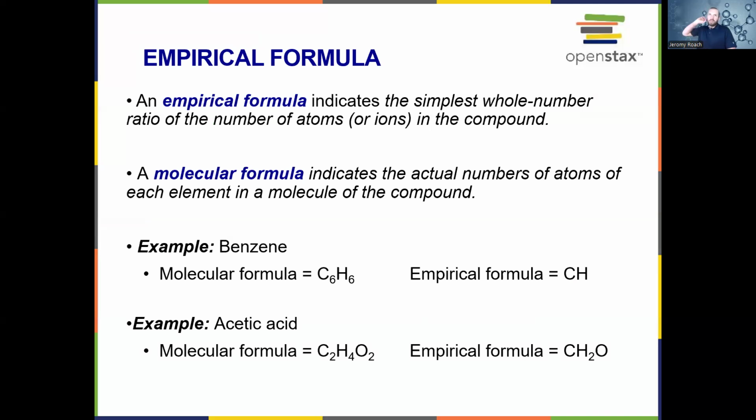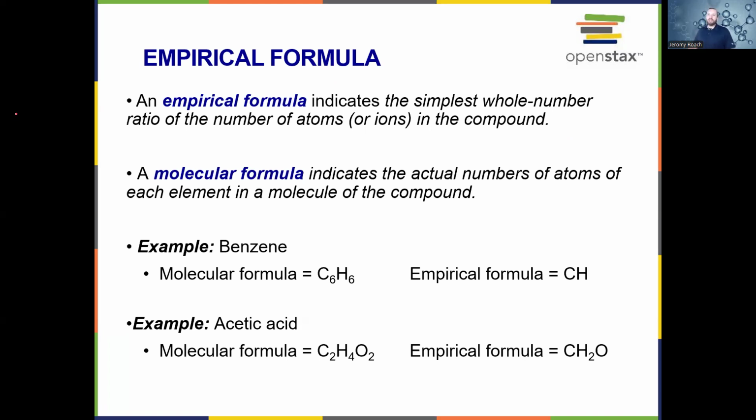Empirical formulas are a bit interesting. They have to do with the ratios of atoms in a compound. A molecular formula shows the actual number of atoms. For instance, for benzene, the molecular formula is C6H6. But the empirical formula is just CH. The reason is we can divide both the carbon and the hydrogen by 6, and because we can divide both of those by 6, we can simplify it to just CH.